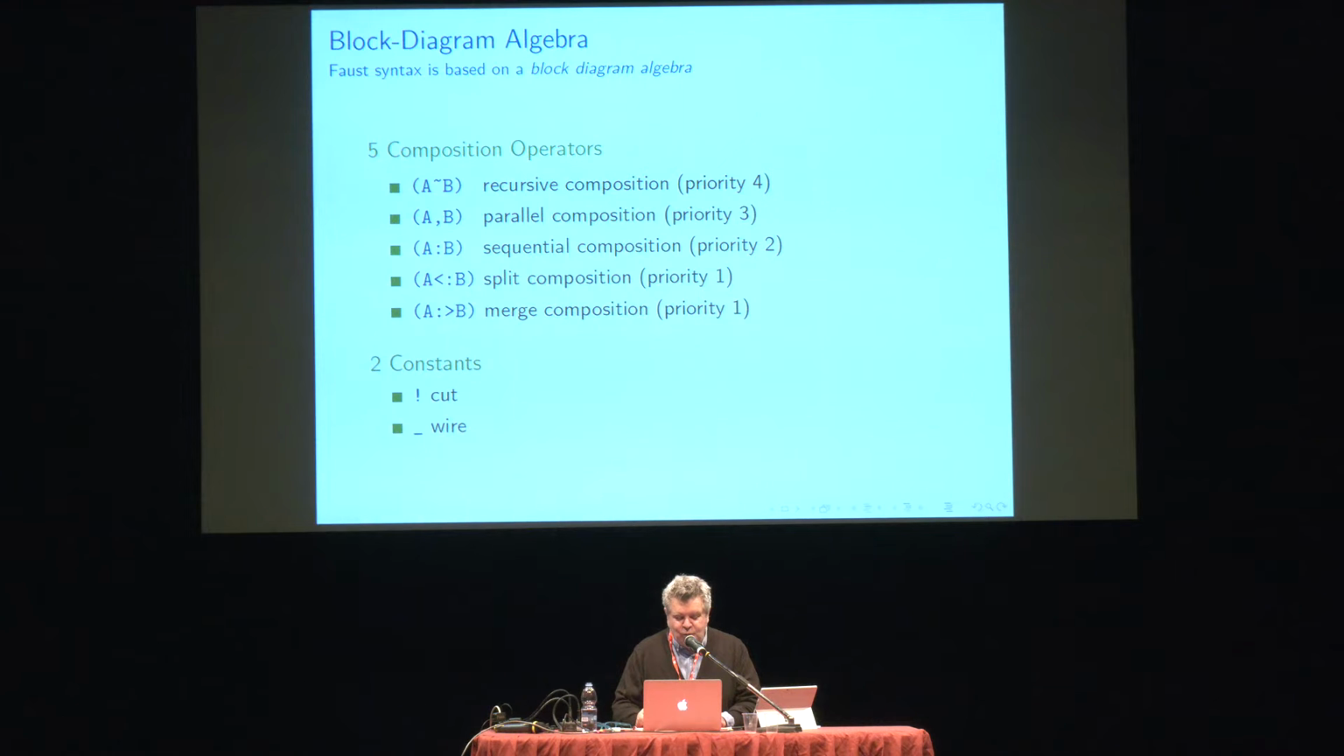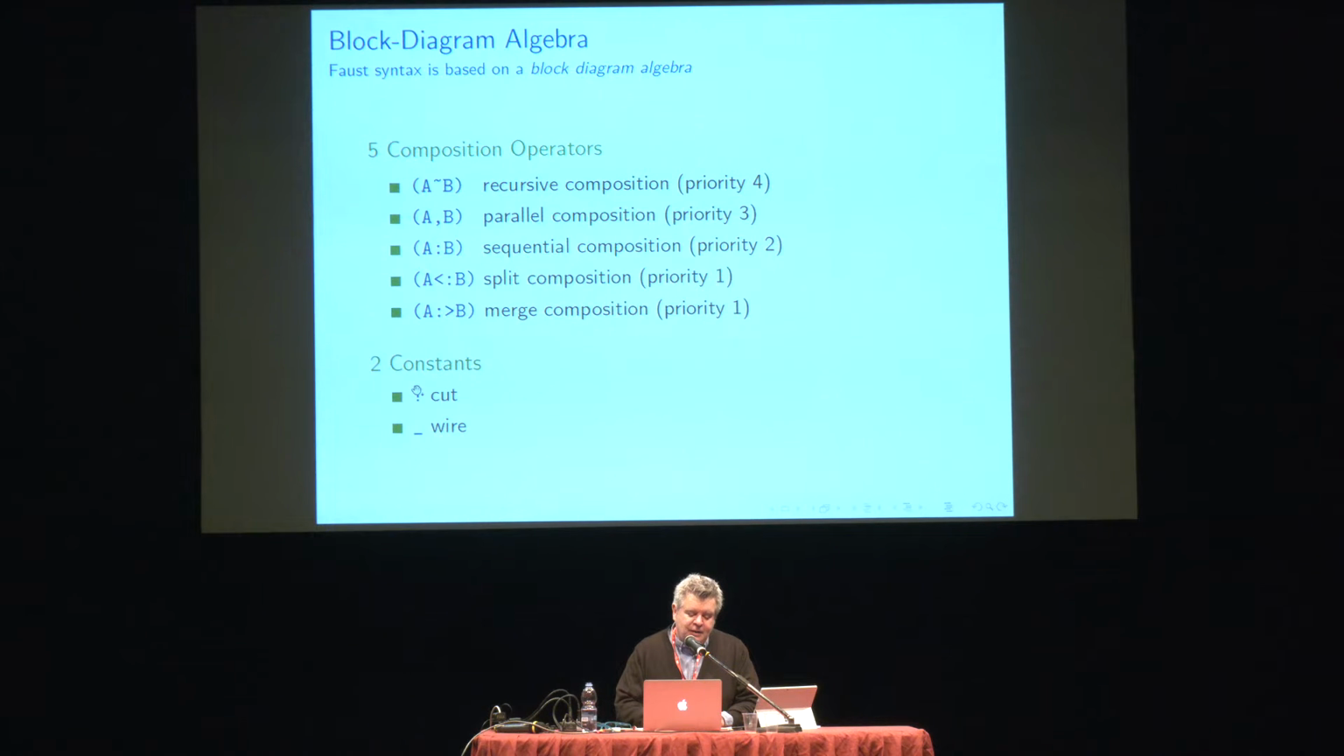Okay, so we have 5 operations. These operations have priority, so it's important to know the priority of operations. The highest priority is the recursive composition, then you have the parallel composition, the sequential composition, the split, and the merge. For the algebra to be complete, you have 2 special signal processors, so to speak.